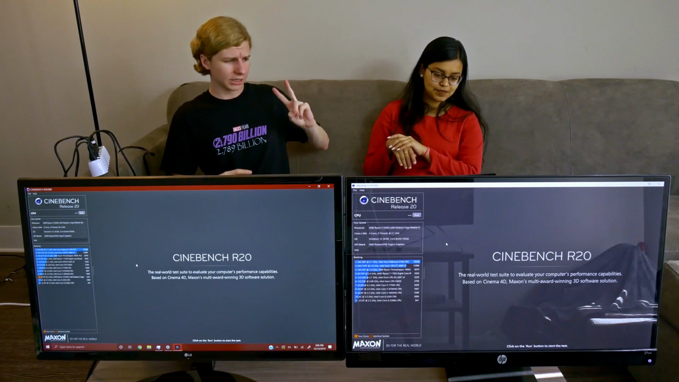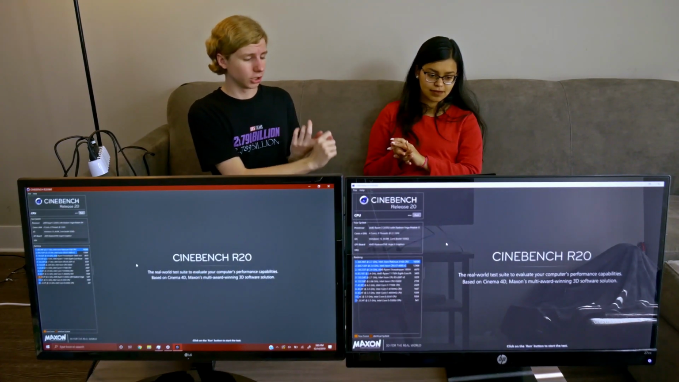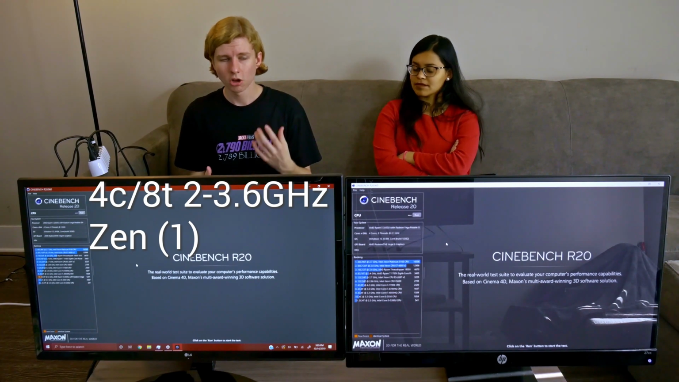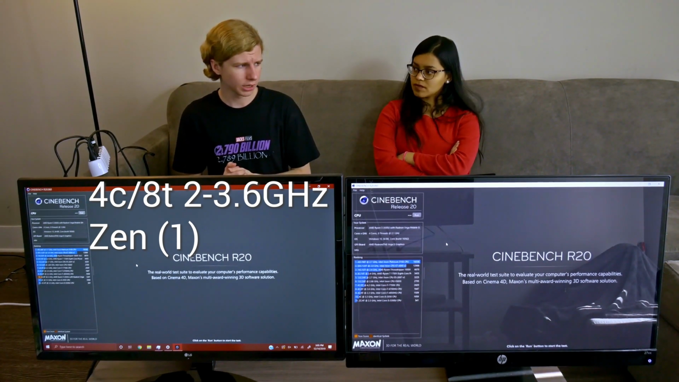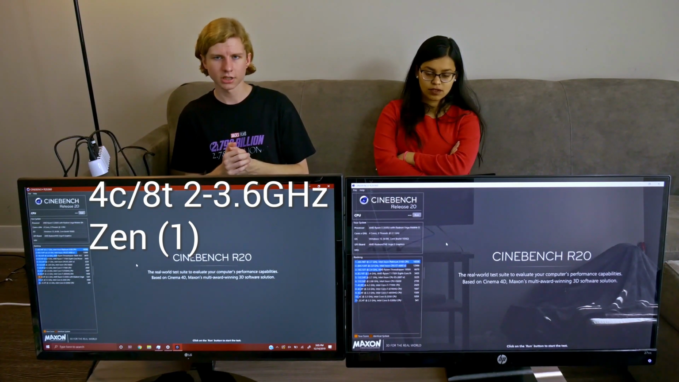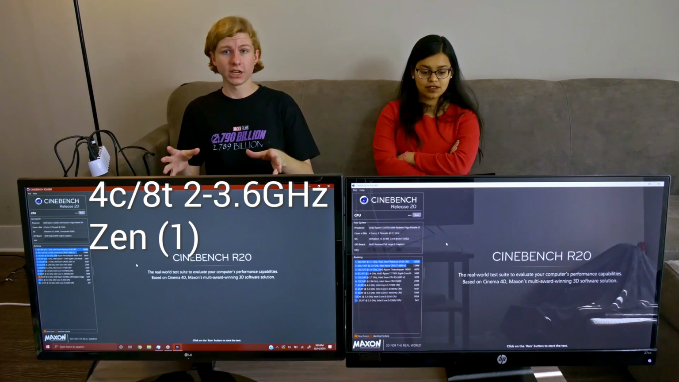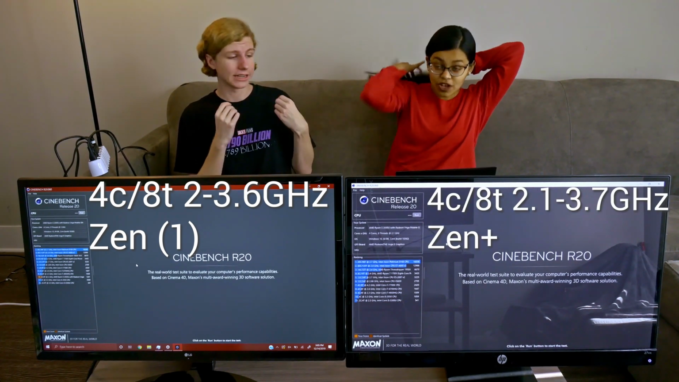So there are two kind of interesting things to compare here. One, hers is one generation newer. So the 2500U is quad core, 8-thread on the original Zen 1 architecture. I think it's 2 to 3.6 gigahertz. Don't quote me on that. I'll put the numbers on the screen. In the 15-inch chassis. Hers is the 3500U, so that's again quad core, 8-thread.